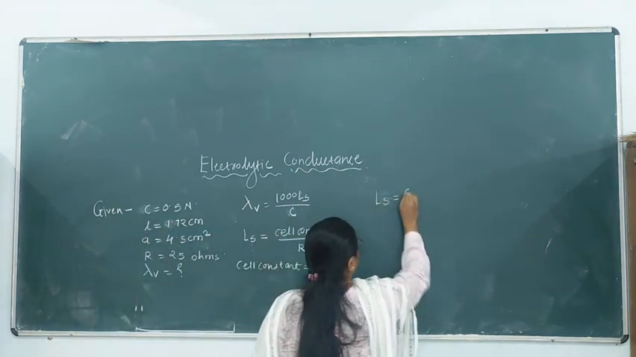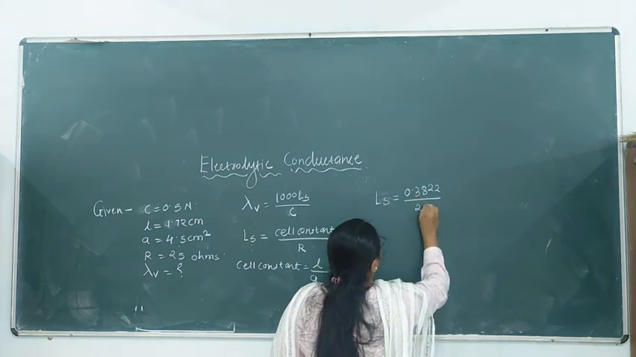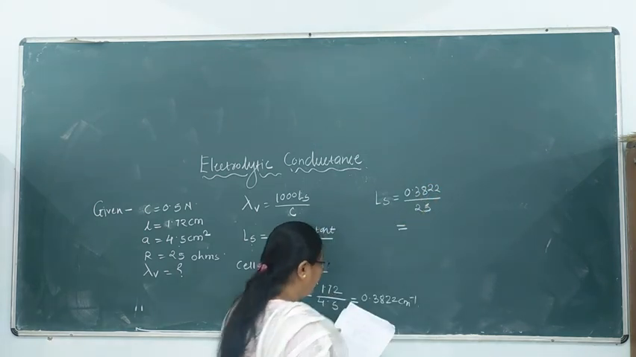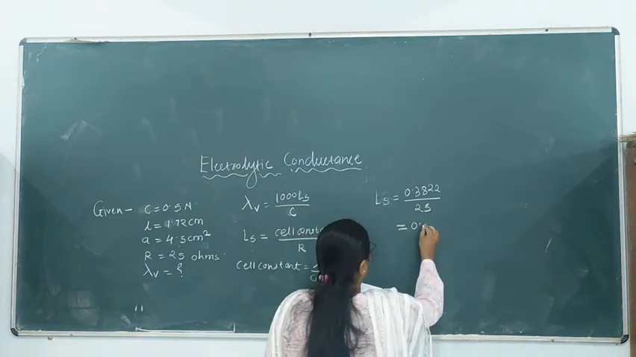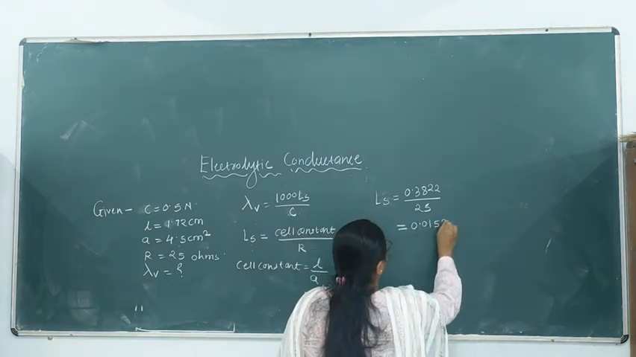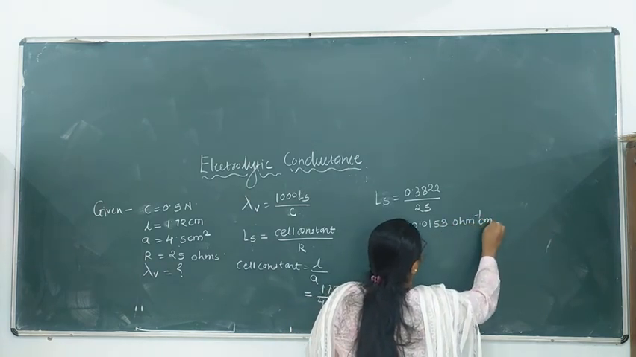So Ls is equal to 0.3822 divided by observed resistance, that is 25. So your specific conductance is 0.0153 per ohm per centimeter.